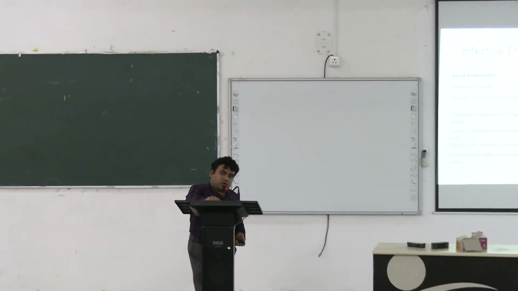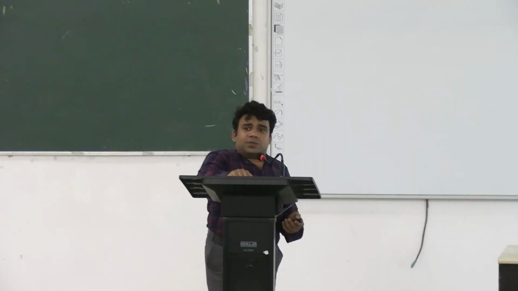Commonly, the cases of acute endocarditis will be caused by a virulent organism like Staphylococcus aureus, whereas the subacute ones are commonly seen with virulent streptococci.